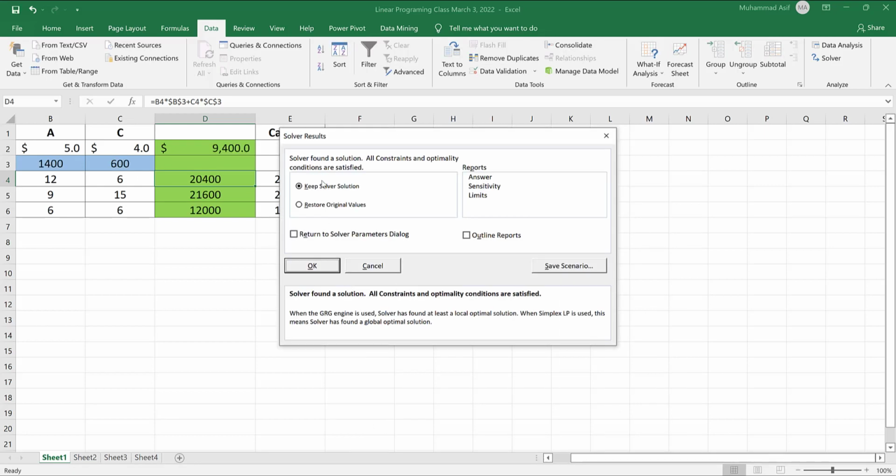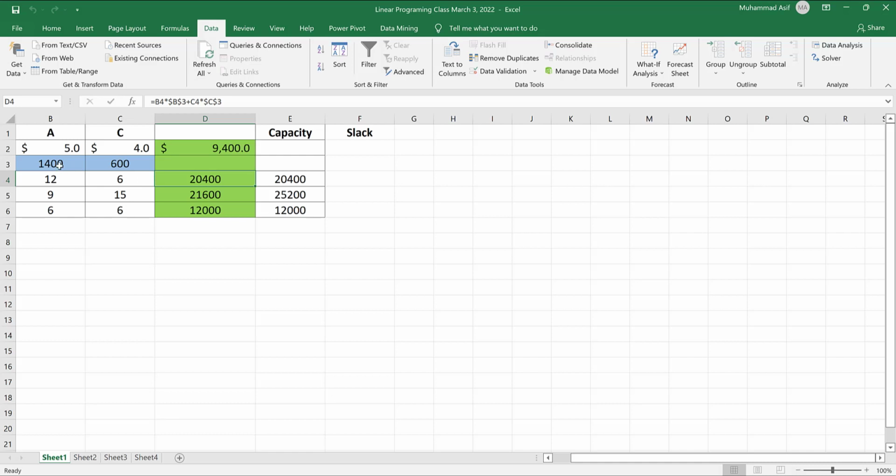and it says that Solver found a solution. Okay, and you see here that Solver has automatically populated these cells, which means that if you want to maximize your profit with these constraints, you need to make 1400 type A footballs and 600 type C footballs. 1400 multiplied by $5 will be something close to 7,000, and 7,000 plus 600 of type C footballs multiplied by the profit from 1 unit, that's 2400, so 7,000 plus 2400 will be close to 9400. So that's the profit.